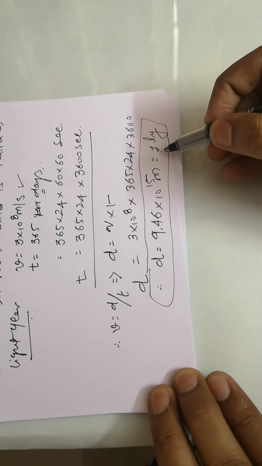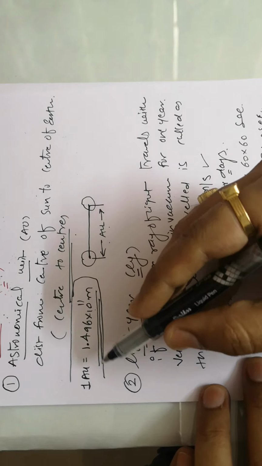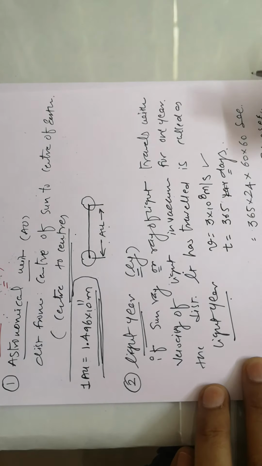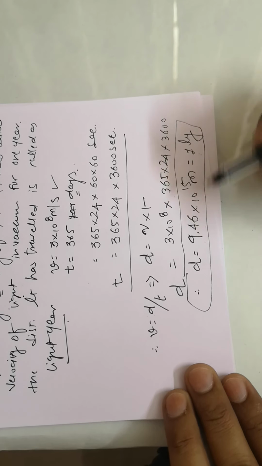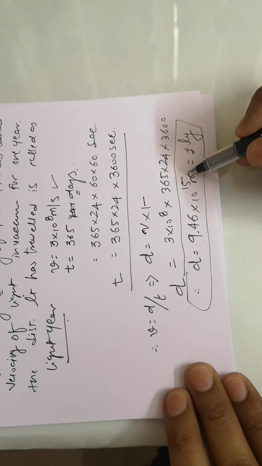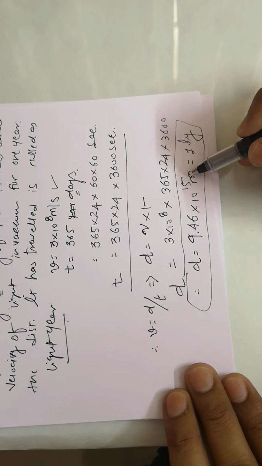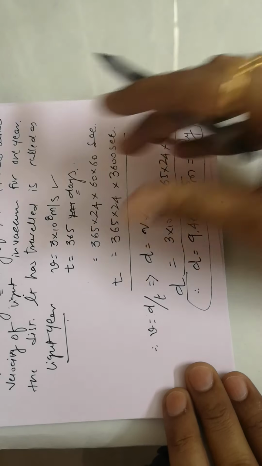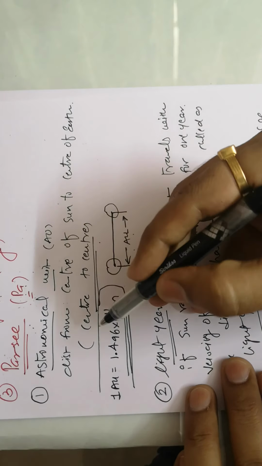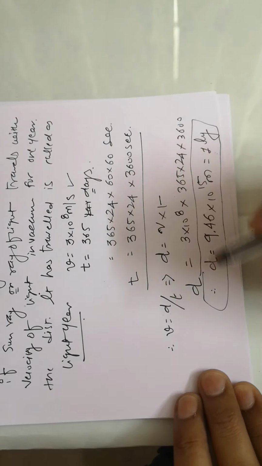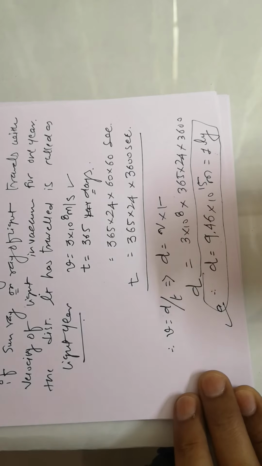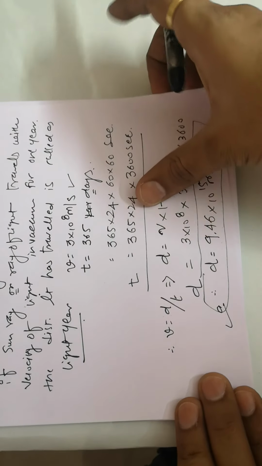So 1 light year is larger compared to our astronomical unit. 1 AU is 1.496 cross 10 to the power 11, and 1 light year equals 9.46 cross 10 to the power 15 meters. One wide advantage of using light year is that you can get access to 10 to the power 4 more, because the astronomical unit is restricted to 10 to the power 11. So this is how a light year is also used to find the distance between two planets.